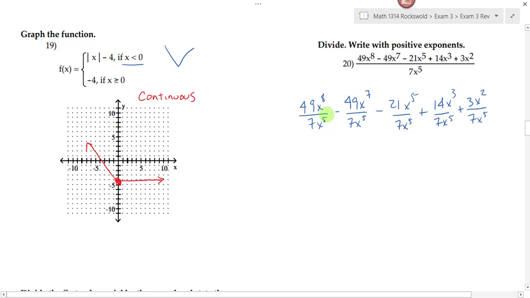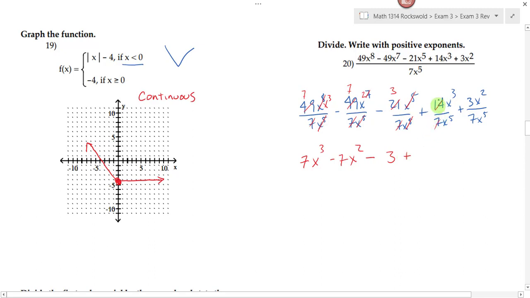Now we just cancel where we can. x to the 5th goes into x to the 8th and leaves behind an x cubed. 7 goes into 49 7 times, so I end up with 7x cubed for my first term. x to the 5th goes into x to the 7th, leaving us what on top? x to the 2nd, because remember, when we divide with a common base, we subtract the exponents. 7 minus 5 is 2, and 7 goes into 49 7 times, so this will be minus 7x squared. Minus, and then 7 goes into 21 3 times, and our x to the 5ths cancel out.